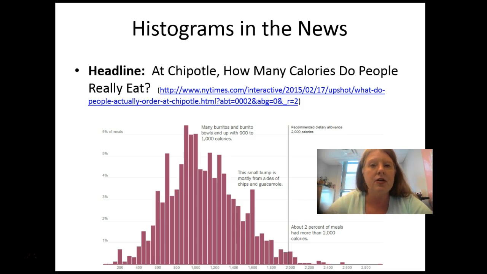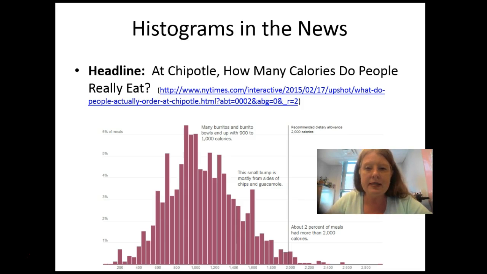And then I encourage you to go and look at the article. You can learn a little bit more. They give you some tips about how you might want to eat, what you might want to order if you don't want to consume a lot of calories. And they have a really interesting section in the article about how they gathered their data. So I think that would be really interesting to look at.